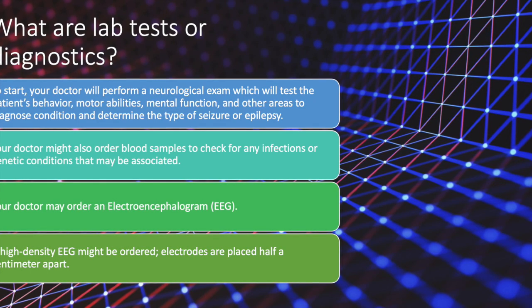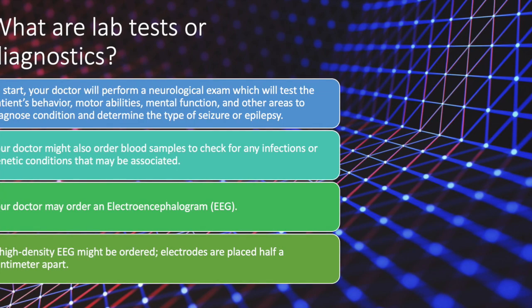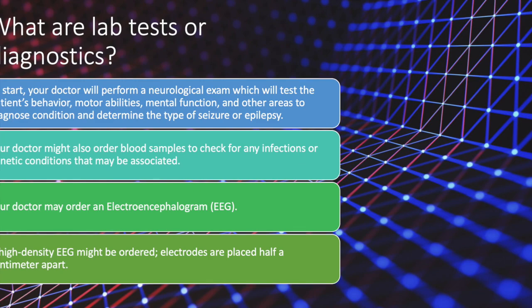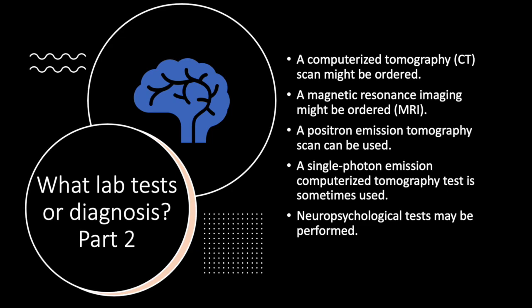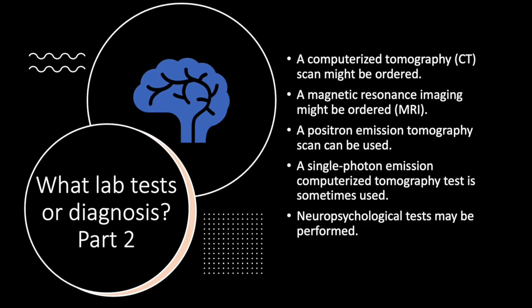A high-density EEG might be ordered. For this EEG, the electrodes are spaced more closely than a regular EEG. They are spaced half a centimeter apart. A CT scan might be performed. It uses X-rays to obtain cross-sectional images of the brain. It can reveal abnormalities in the brain that might be causing the seizures, such as tumors, bleeding, or cyst.